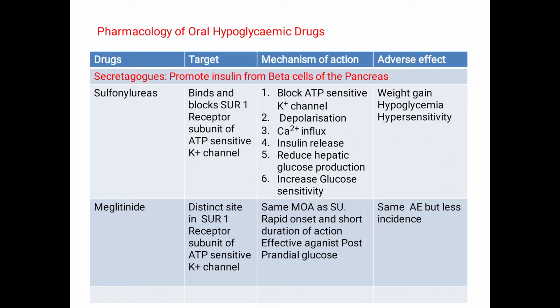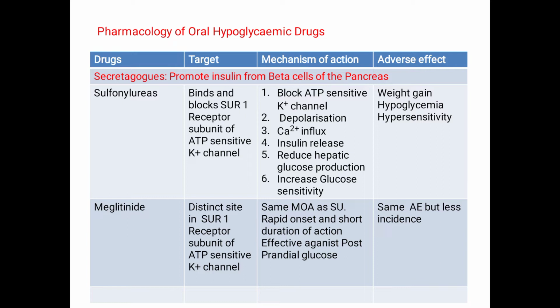So it is also going to bind to the same target as that of sulfonylurea, that is, it binds to a distinct site in the SUR1 receptor, because of which it has the same mechanism of action as that of sulfonylurea. But one difference is that it is going to bind very loosely to the SUR1 receptor, so it has short duration of action but rapid onset.